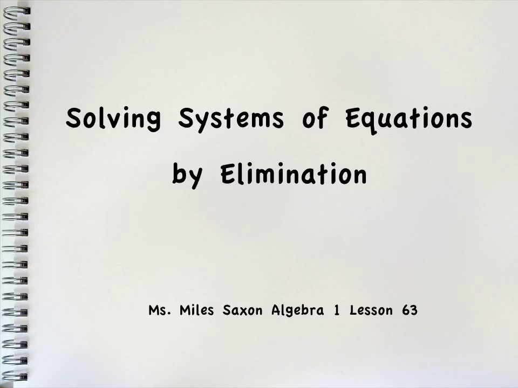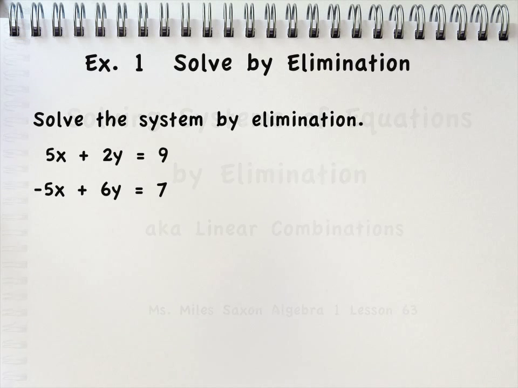Solving systems of equations by elimination, also known as linear combinations. In this example, we're asked to solve the system by elimination, and what we notice is both equations are written in standard form. We also notice that the coefficients of the x terms are additive inverses. That is, if I were to add them, the x terms would cancel out or eliminate.